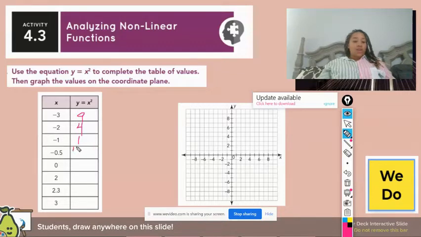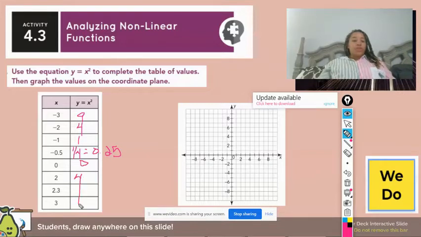I know I turned that decimal into a fraction because I like fractions better, but we know that positive 1/4 is also equal to 0.25. Okay, so those two are the same. 0 times 0 is also 0. 2 times 2 is 4.